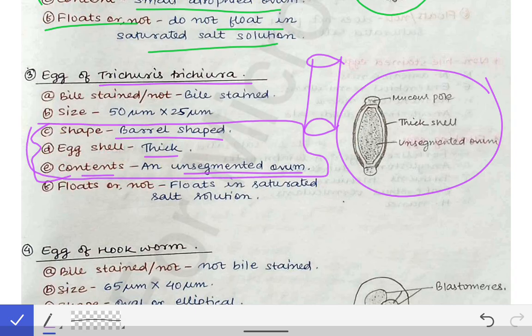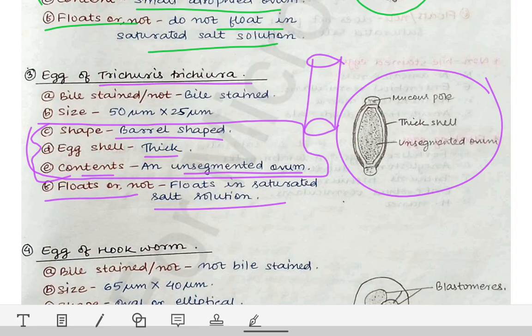Now come to the other things. The other things are whether it is bile stained or not. So it is bile stained, and the size is 50 micrometer by 25 micrometer, plus whether it floats or not. It floats in the saturated salt solution. Now let's see whether all these features match or not.